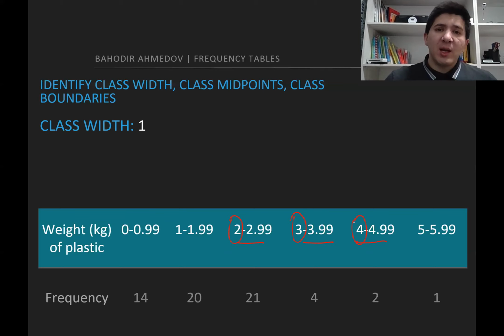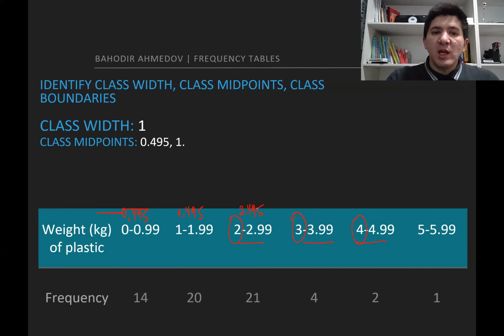So in order to find the class midpoints again, we need to look at every class. We need to add the lower class limit to the upper class limit and divide by 2, and it's going to give us the class midpoints. Well, the first one is going to be 0.495, I think. The second one is going to be 1.495. The third one is going to be 2.495. So those numbers are basically the average between the lower class limit and upper class limit of the particular class.